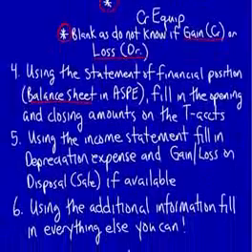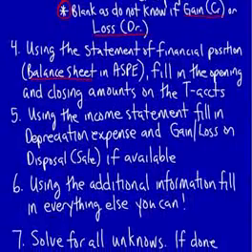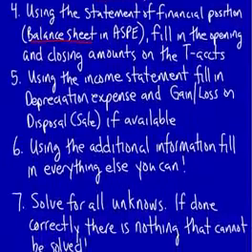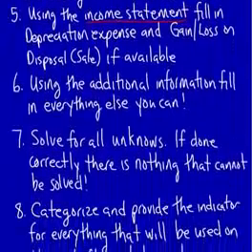All right, so let's go back here. So fill in the opening and closing amounts on the T accounts. Number 5, using the income statement. So now we're moving on to the income statement. Fill in the depreciation expense, if available, and the gain and loss on disposal or sale, if available. If those amounts are not available, keep in mind that you're going to have to look elsewhere. Last thing, using the additional information, fill in everything else that you can.